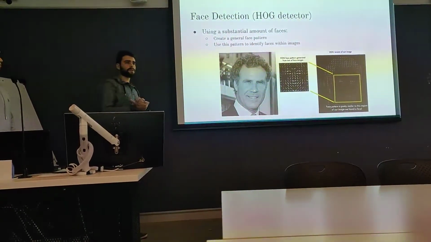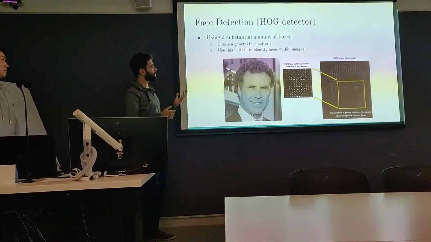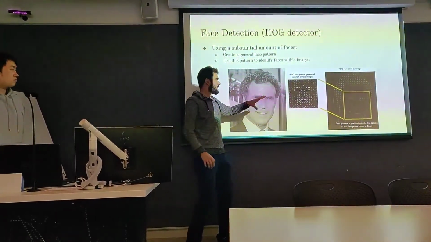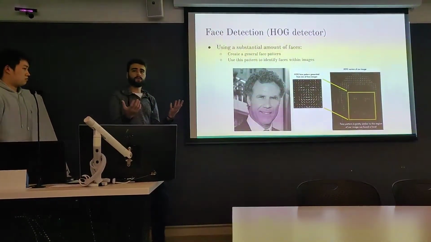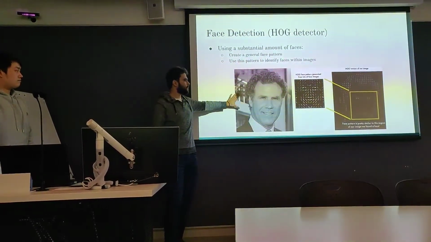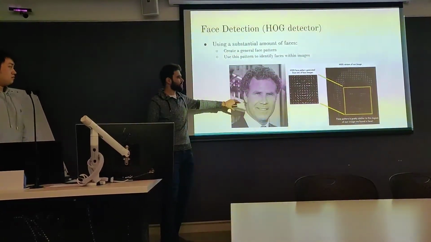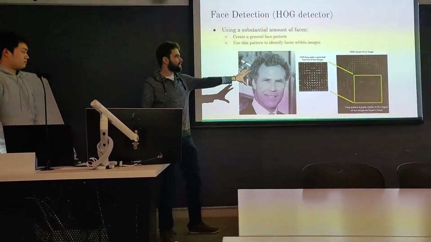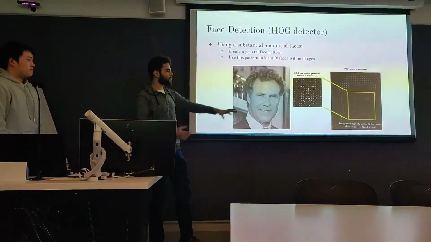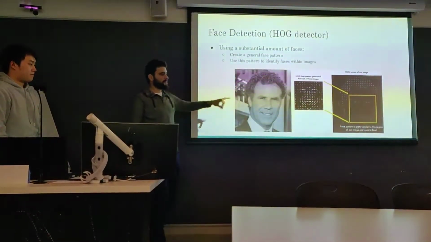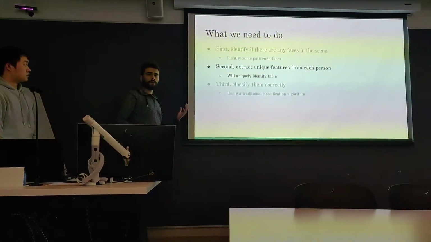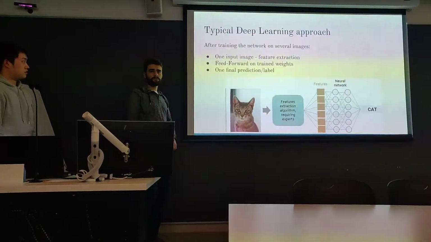So what we want to do is, once we get a bunch of images, we want to get something like this in the middle. We want to get a face pattern. Once we have applied the HOG feature extraction on an image, and we have this general pattern, once we compare those, we are able to identify and localize the face inside an image. So secondly, we're going to extract unique features to identify each person separately.